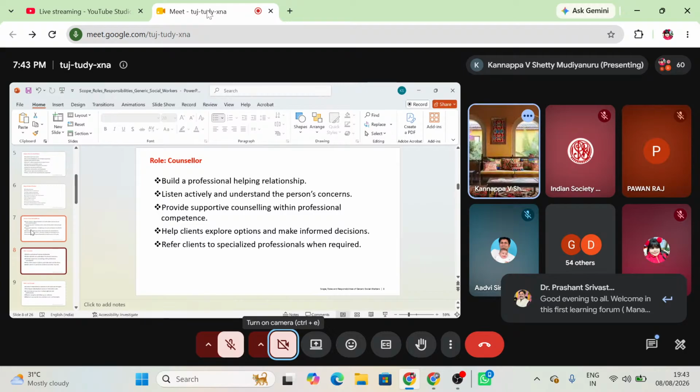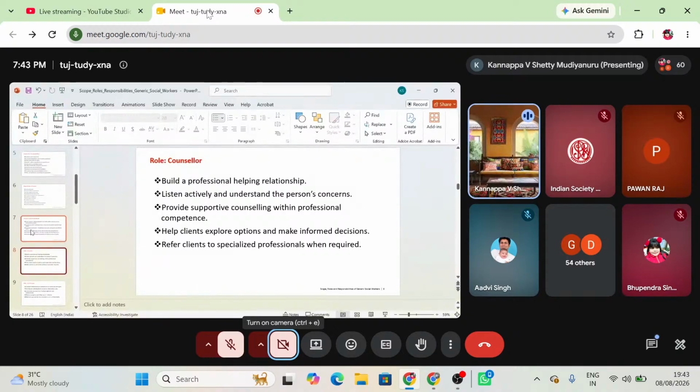Now mainly we'll discuss what are the major roles of social workers in terms of generic social work interventions. The first one, as a counselor. Generally most social workers, when we are doing BSW or MSW or other certificate programs, do practice or get trained as counselors. So in that, build a professional helping relationship, listen actively and understand the person's concerns, provide supportive counseling within professional competency, help clients explore options and make informed decisions, refer clients to specialized professionals when required, in terms of medical and social work, psychologists or any other specializations. In case we need that, we will refer. So we are aware of the counselor job, and we do it extensively when there is scope and need.